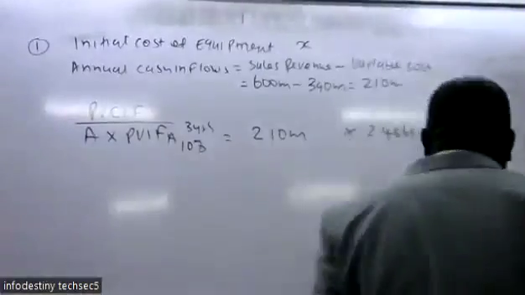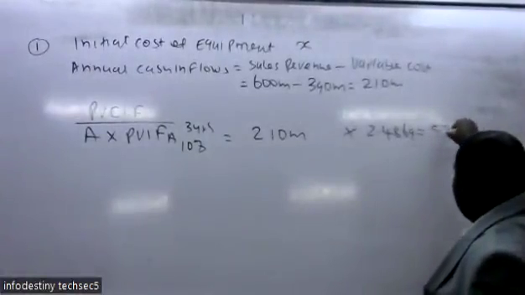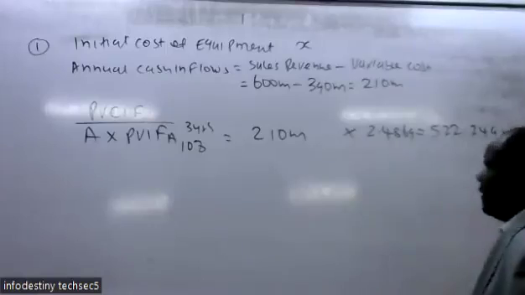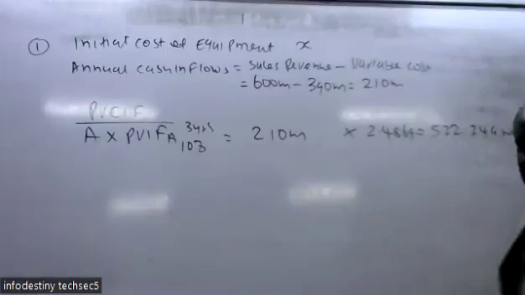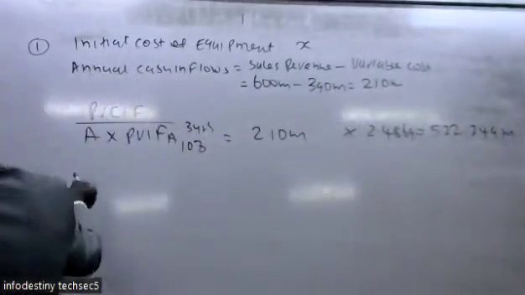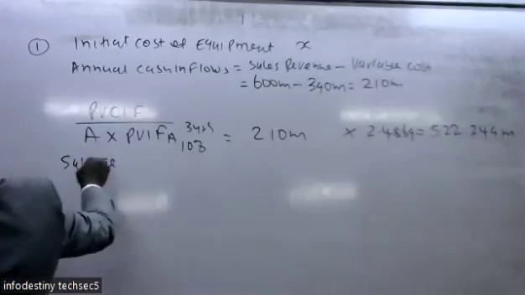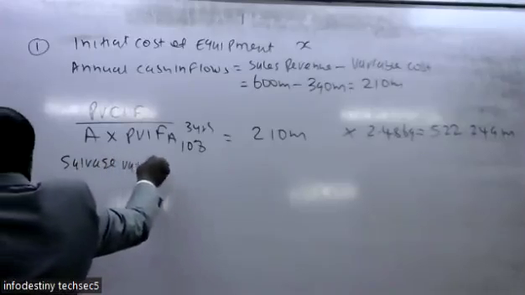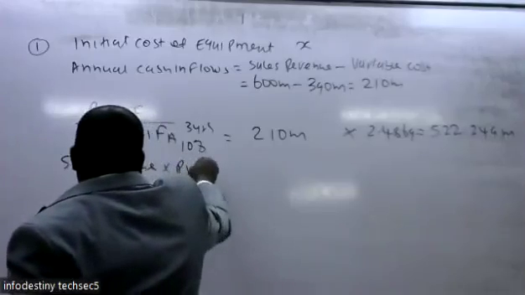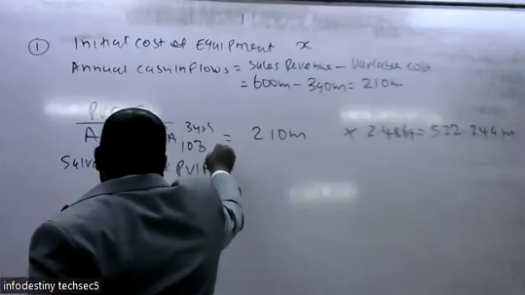522.249. So that is now for that. But there was also the salvage value. Salvage value only occurs once. Salvage value normally occurs once. We normally discount it using the first table, 10% in year 3.